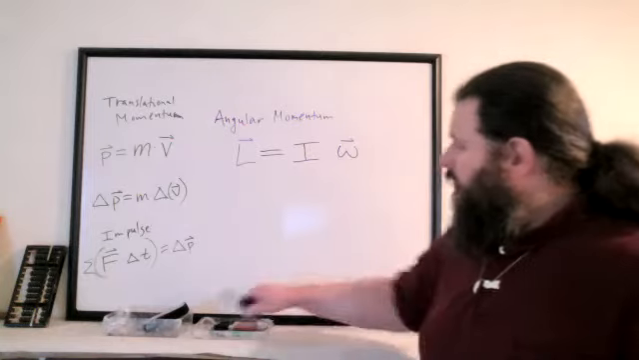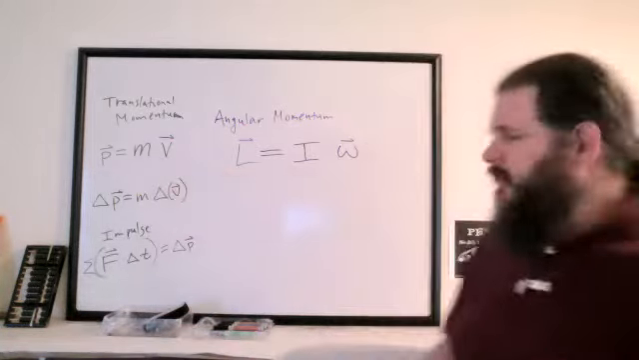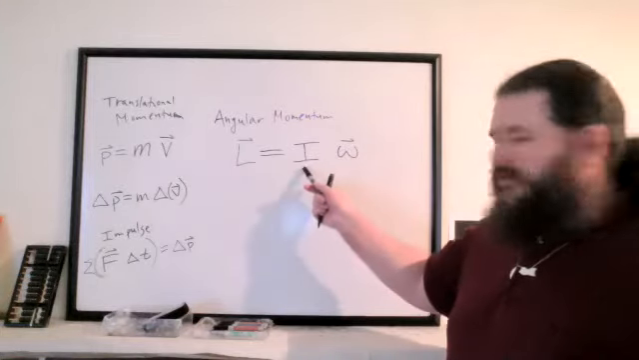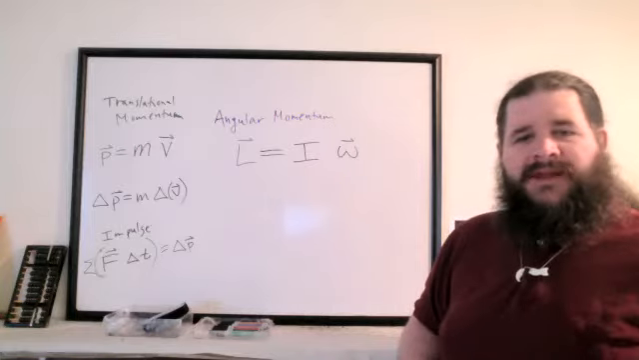So these are the same structure. How fast it's moving times how difficult it is to change that motion. How fast it's spinning times how difficult it is to change that spin. Same structure, just different meanings of the variables.